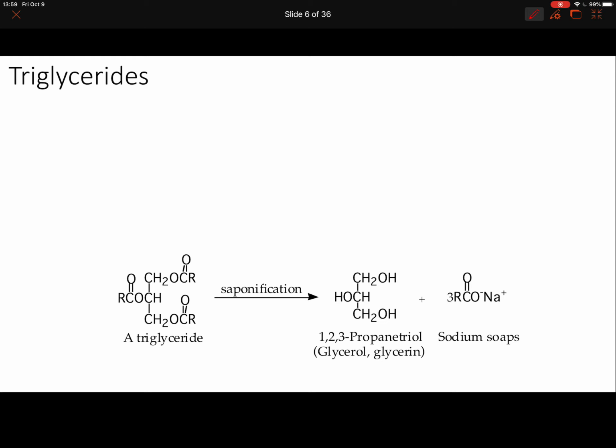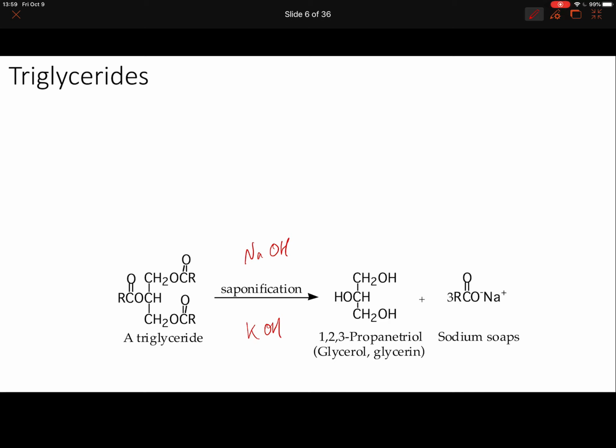Saponification is the base-promoted hydrolysis of fats and oils, and they typically do this in an aqueous sodium hydroxide or potassium hydroxide solution, so in some kind of strong base. Saponification just comes from the word which basically meant soap in the old days. This is the process that we use to make soaps.